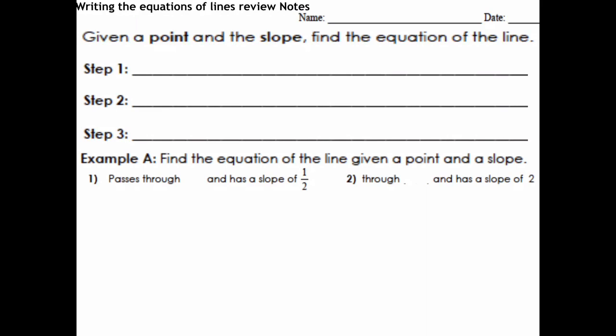Hey guys, welcome back. So today we're going to be writing equations of lines. The first way is if you were given a point and a slope. So in number 1 through 4, it says given a point and slope, find the equation of the line.